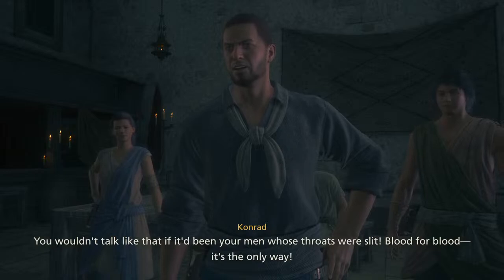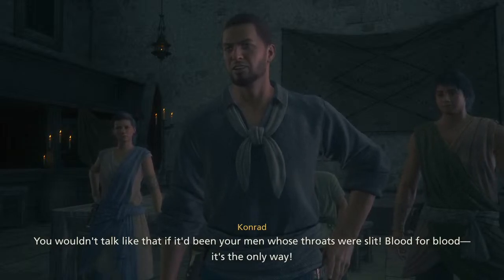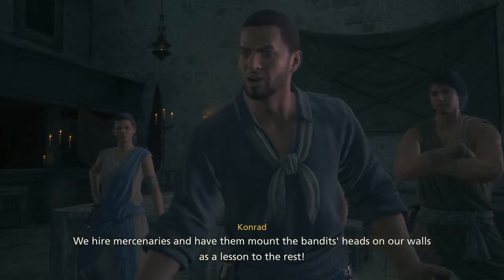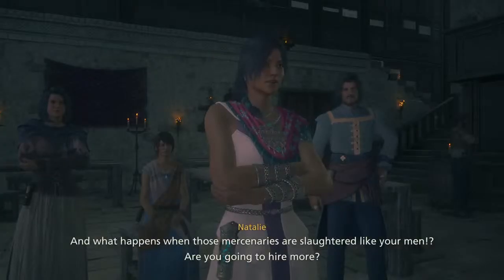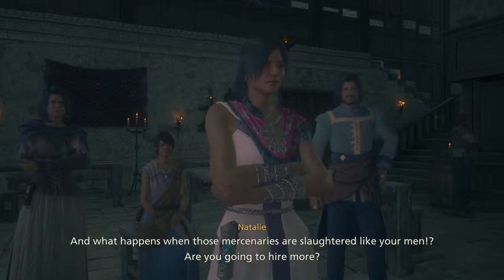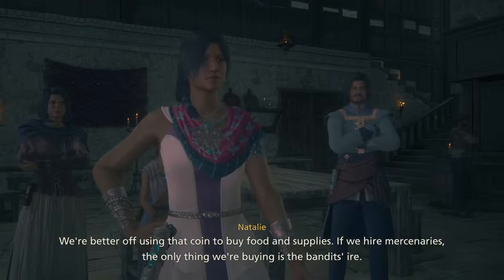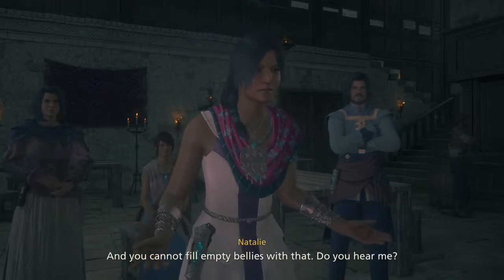You wouldn't talk like that if it had been your men whose throats were slit. Blood for blood, it's the only way. We hire mercenaries and have them mount the bandits' heads on our walls as a lesson to the rest. And what happens when those mercenaries are slaughtered like your men? Are you going to hire more? We're better off using that coin to buy food and supplies. If we hire mercenaries, the only thing we're buying is the bandits' ire. And you cannot fill empty bellies with that.